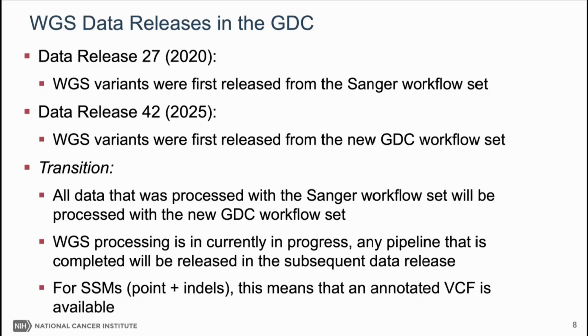So to consider one of these pipelines complete, that means that an annotated VCF is available in addition to the raw VCF, the simple somatic mutation. So if an annotated VCF is available, we release that data. Each data release, we will release any whole genome sequencing from the new pipeline as we can.